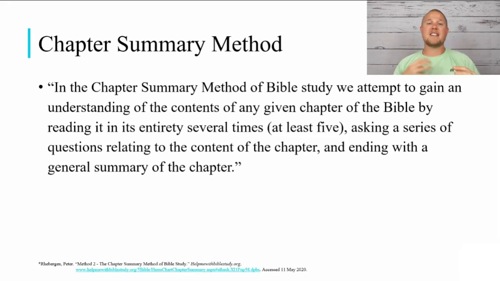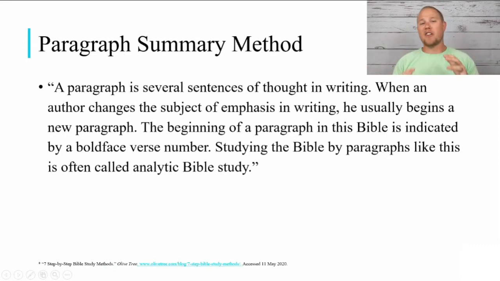And so really that's the next step after the book survey method. If you want to go one step deeper, this would be maybe that 30,000-40,000 foot view, is to get a chapter summary of what the book is. All right, now we're going to go even deeper here. This is the paragraph summary method. So we have book summary, we have chapter summary, and now we're going down to the paragraph summary.